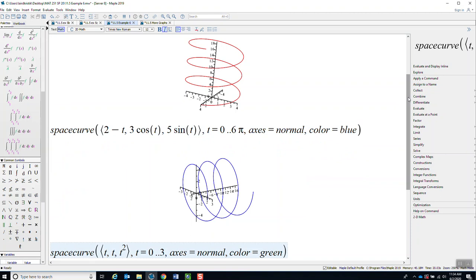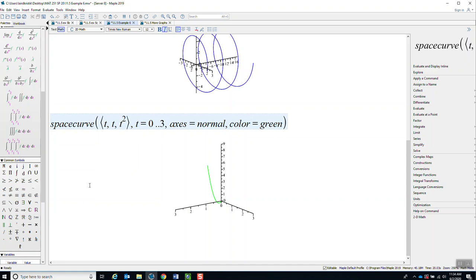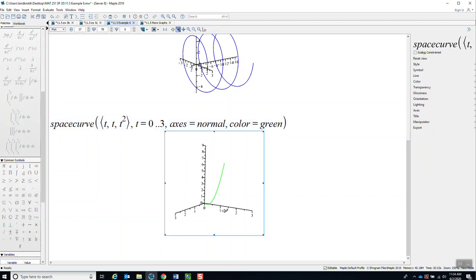All right, one more curve to look at. This was 6c in your course pack. The space curve was t, t, t squared. And we looked at this as a parabola, x equals t, y equals t, z equals t squared. And we looked at it as being stretched in the y direction. I let my t's go from 0 to 3. So you can see here there's that half a parabola.